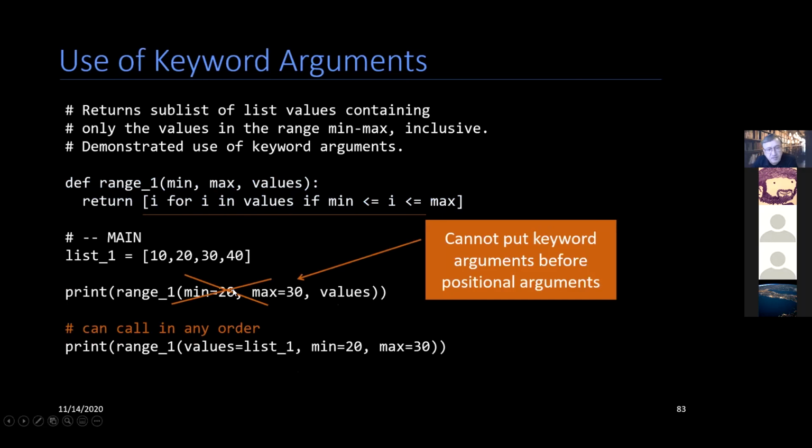You can't put keyword arguments before the positional ones. The positional ones have to go first. So if I put keywords for min and max, and then I put values as if it's the third one positionally, it's not going to like that.